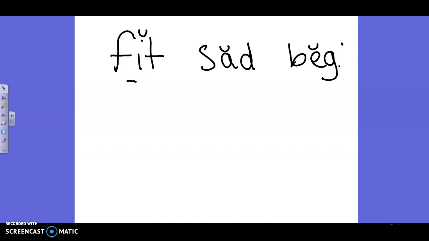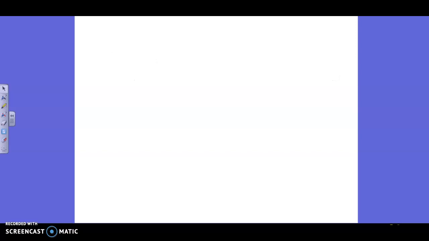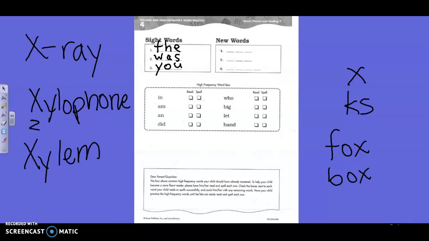All right. Now, I need to go back to this page. Are you guys ready? Number 4. We're going to do some spelling high frequency word practice. I need you to write with your regular pencil the word and.